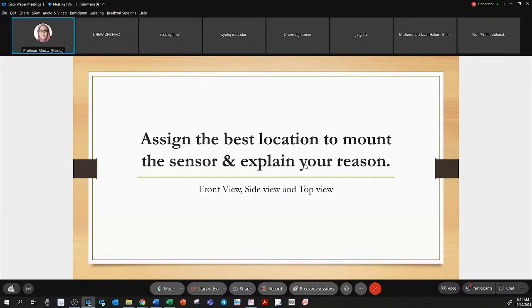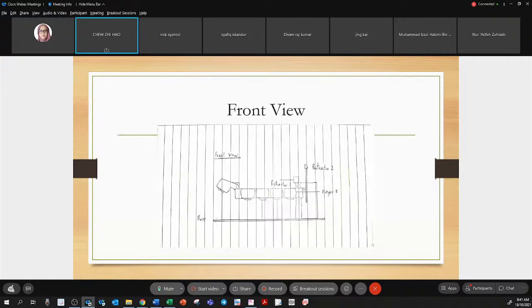To assign the best location to place the sensor and explain your reason. This is the front view of our robotic hand. So where is the flex sensor? Servo motor. And this will be the flex sensor.